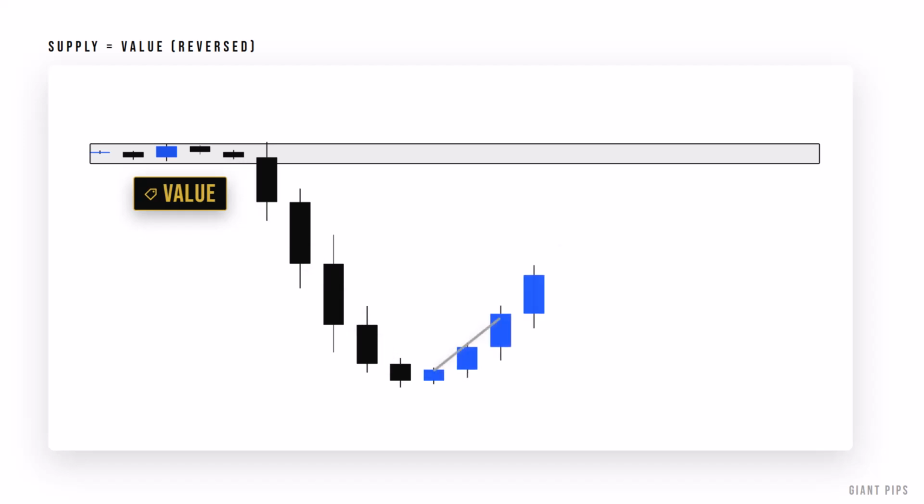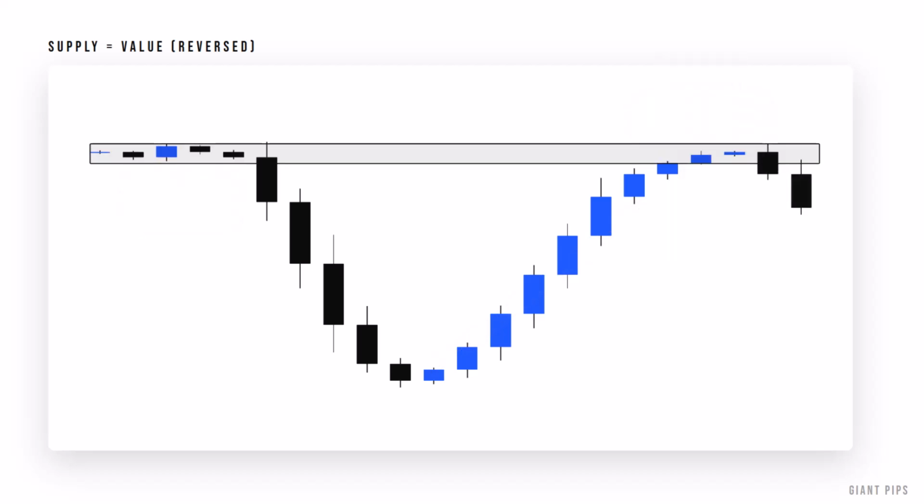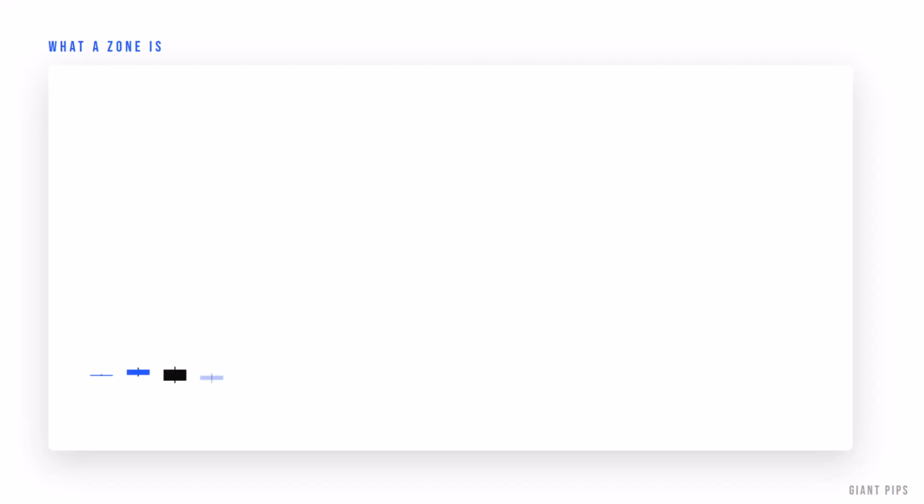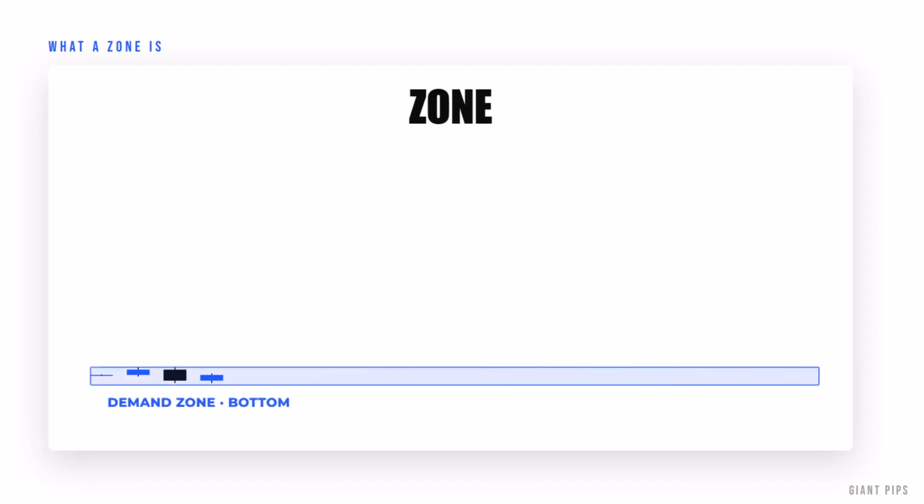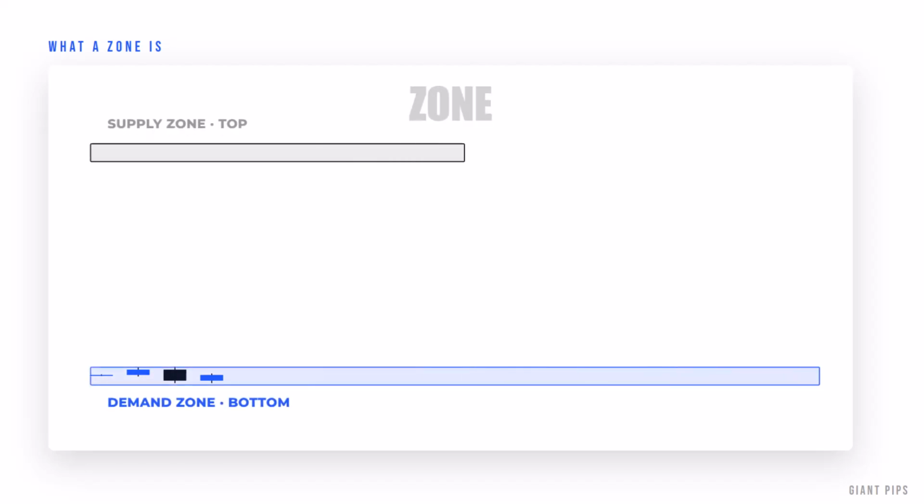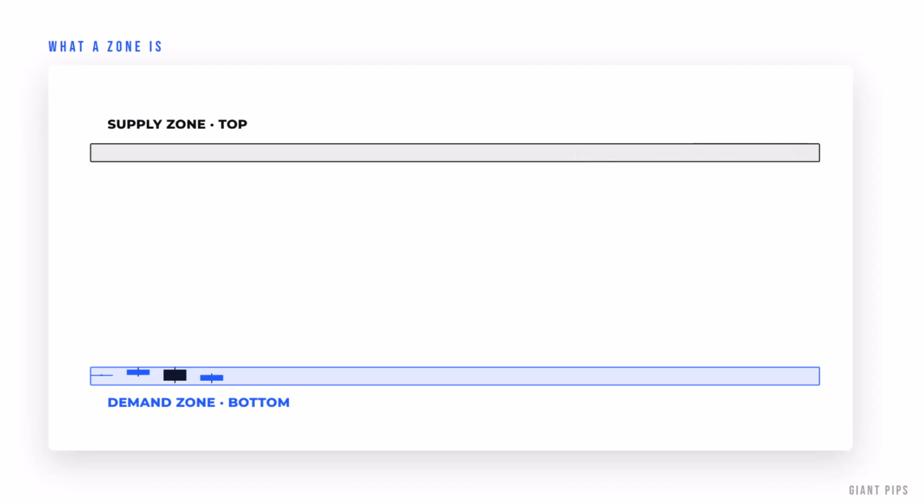When price rallies back up into that range, those sellers are likely to step in again, and we can look to sell at a premium. Now that tight little range, the base of a demand move or the top of a supply move, that's what we call a zone. A demand zone sits at the bottom, where the buying kicked off. A supply zone sits at the top, where the selling kicked off.